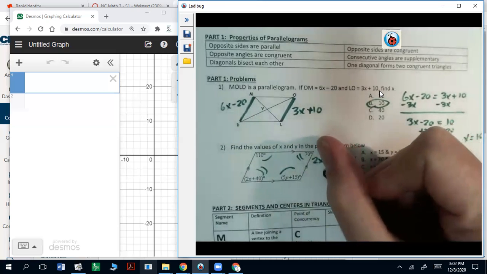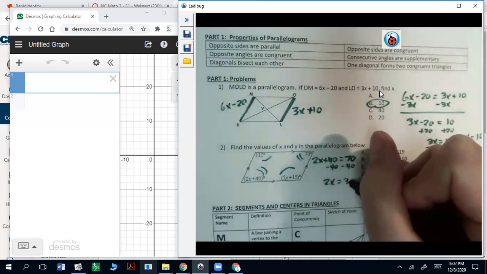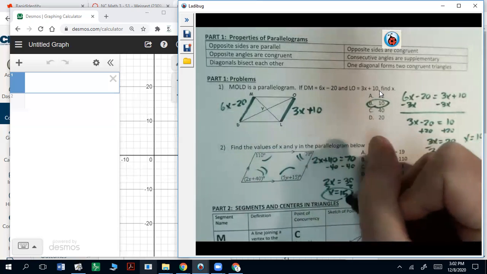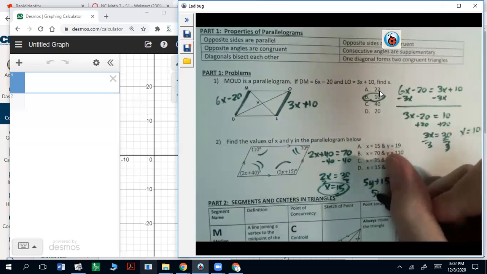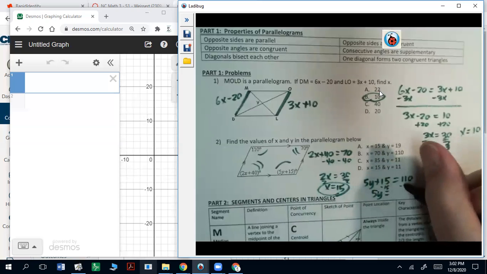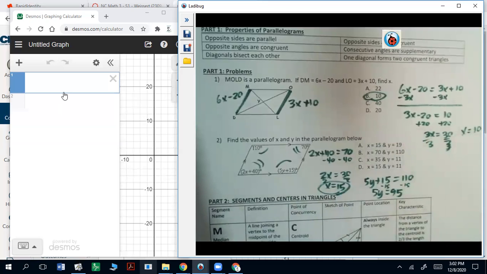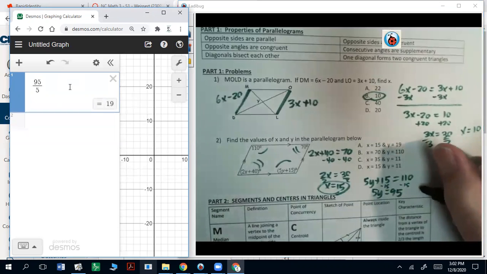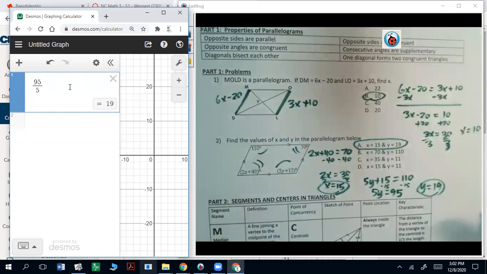So subtract the 40 from both sides, and you get 2x equals 30. Divide by 2, x equals 15. Subtract the 15 from both sides, 5y is 95. And 95 divided by 5 will be your answer for y. So we can check that. It's 19. So y is going to be 19, x is going to be 15. And that's how you get those in that problem.